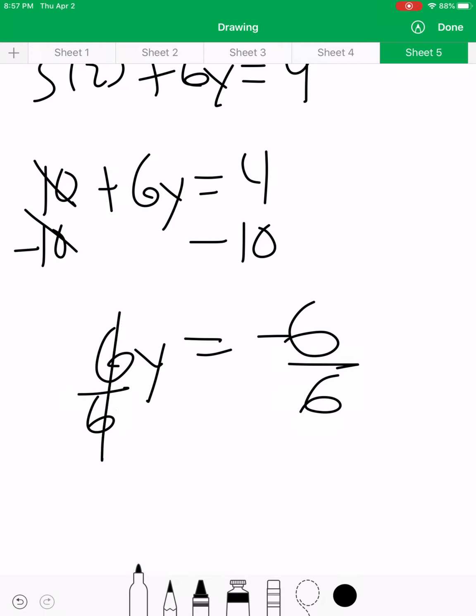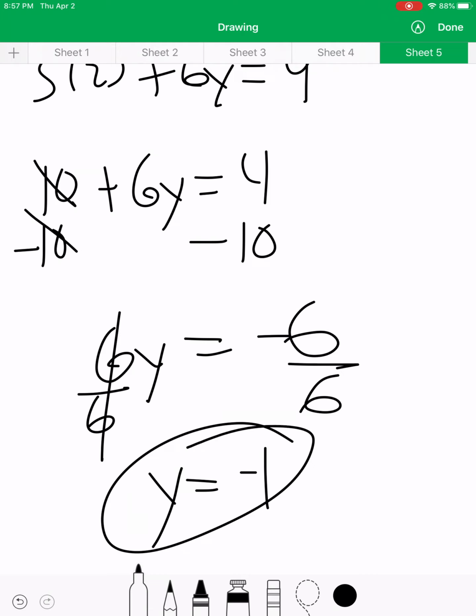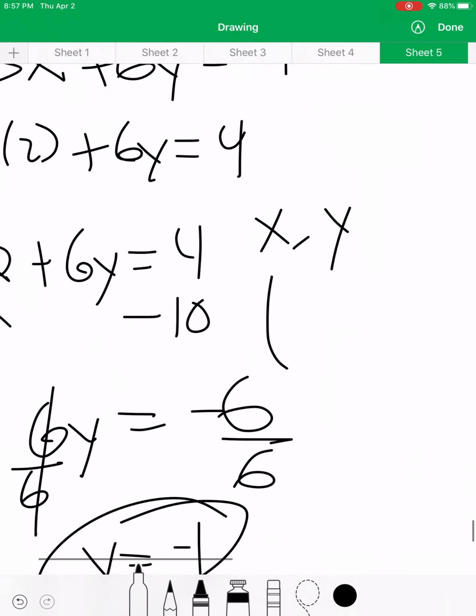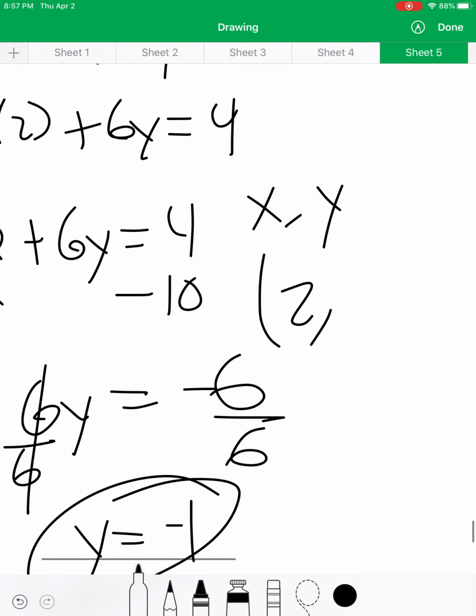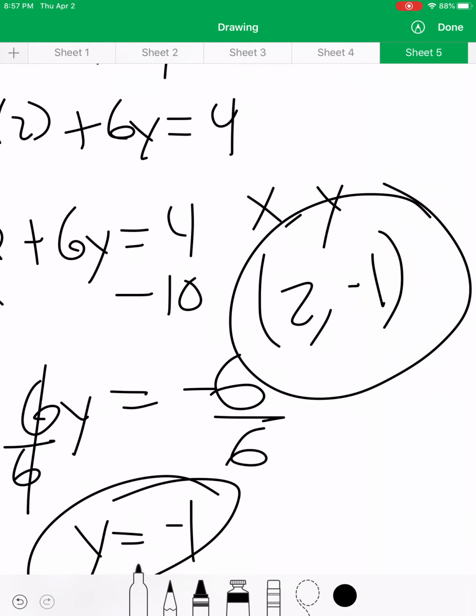Now I only have one negative. One is odd, and an odd amount of negatives gives me a negative answer. So there's my solution for y. I always write my final answer as an ordered pair in x, y format. For this case, x was 2 and y was negative 1. So 2, negative 1 for number 18.